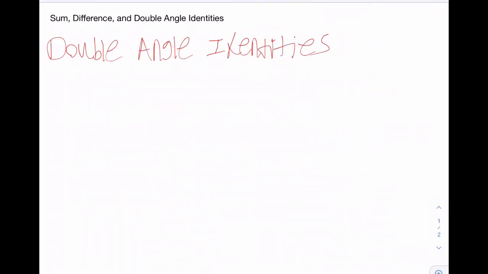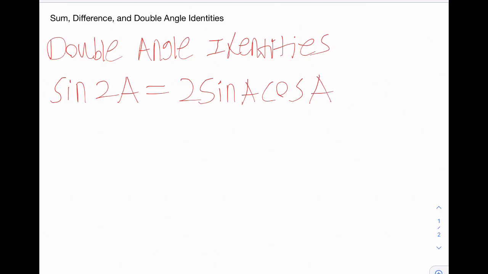Alright, now let's look at double angle identities. First, we have sine of 2A. And these are called double angles because there's a 2 in front of our angle A. So sine 2A, if we expand it, is going to become 2 sine A cos A. So basically 2 times sine A times cos A.